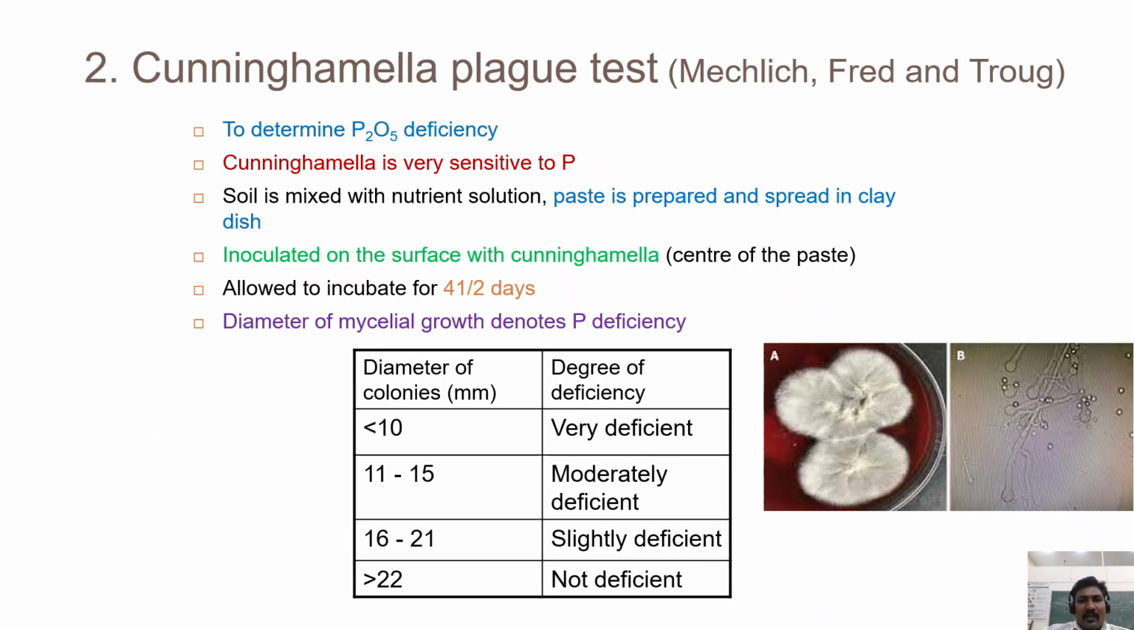The second test is the Cunninghamella plaque test. This test is mainly employed for identifying phosphorus deficiency because it is very sensitive to phosphorus. The soil is mixed with nutrient solution, and a paste slurry is prepared and spread on a clay dish. In the clay dish, the Cunninghamella will be inoculated and allowed to grow for 4.5 days. After 4.5 days, you can see the growth of mycelia, which will indicate the deficiency.